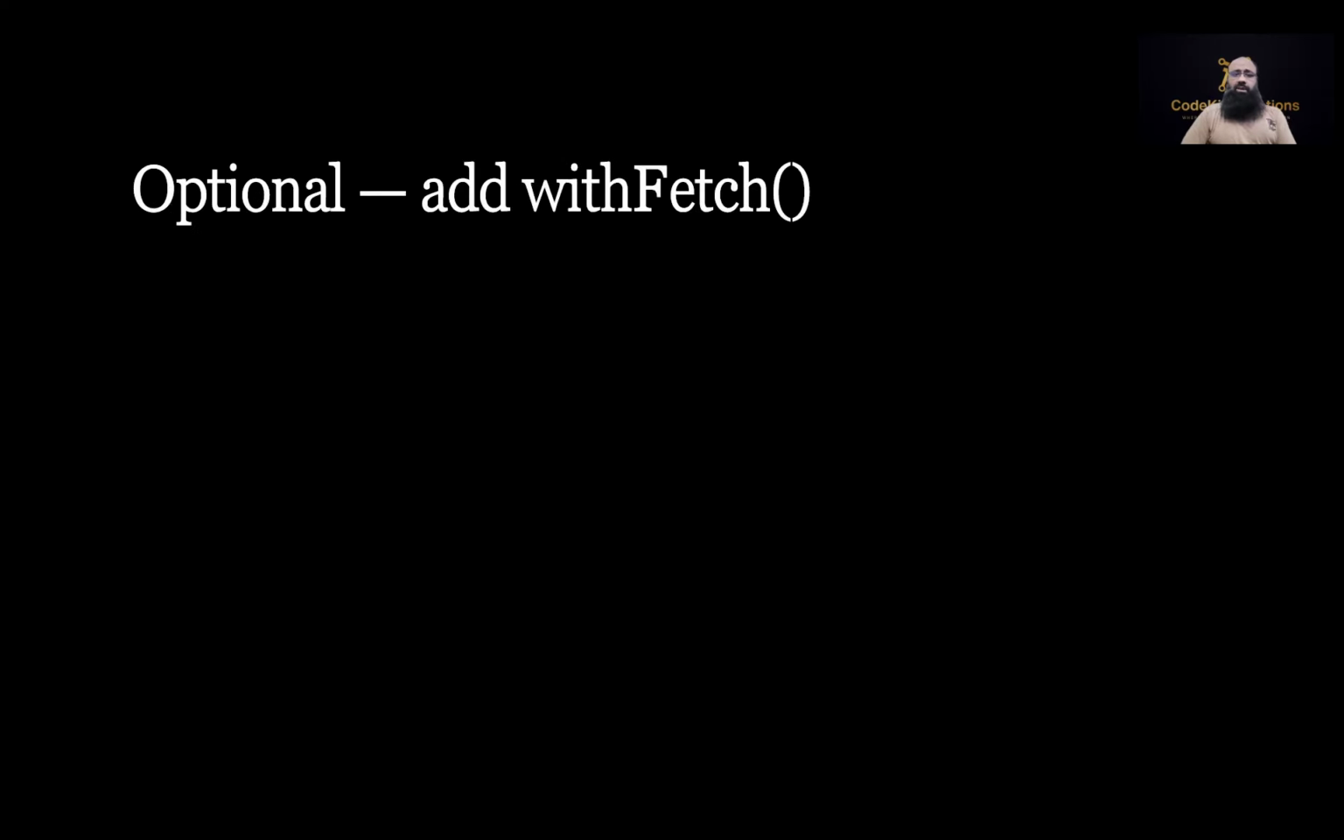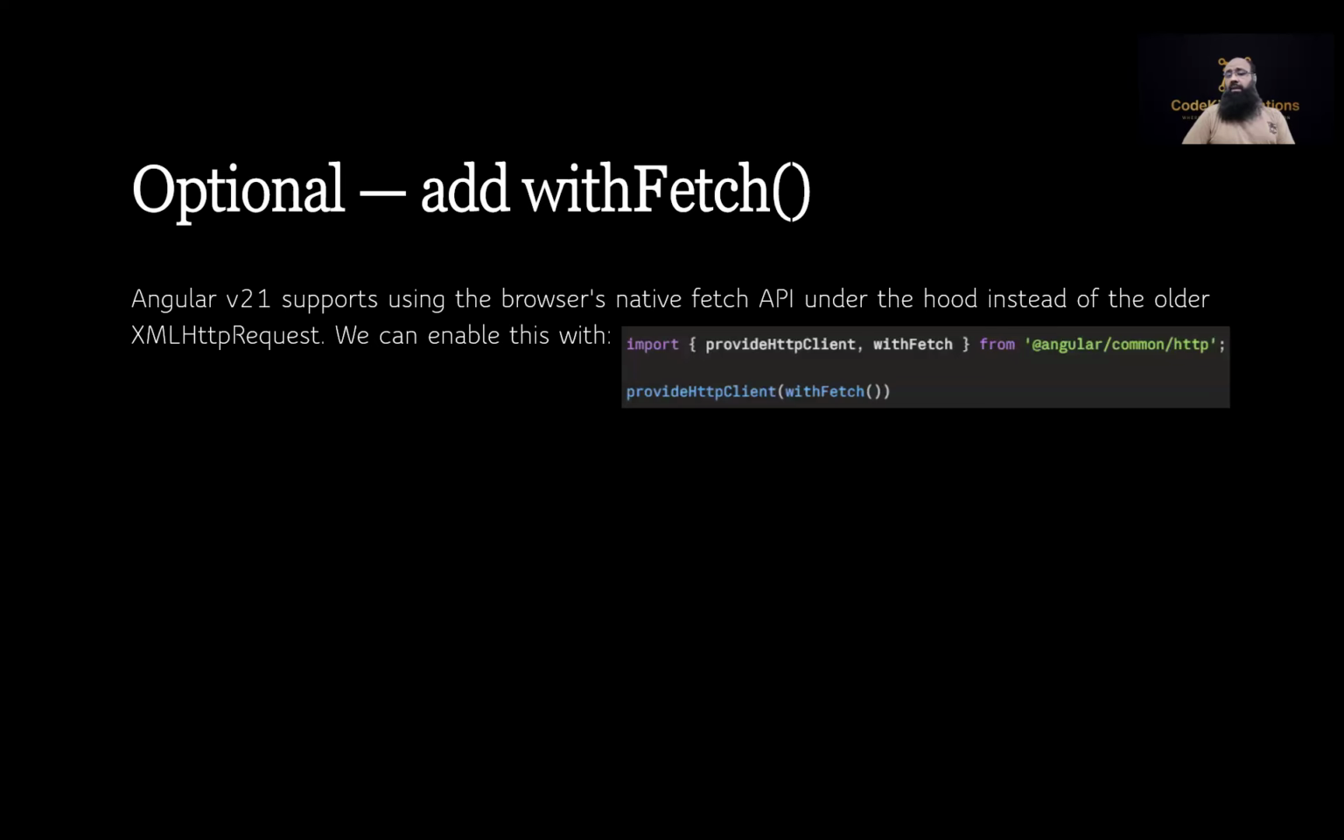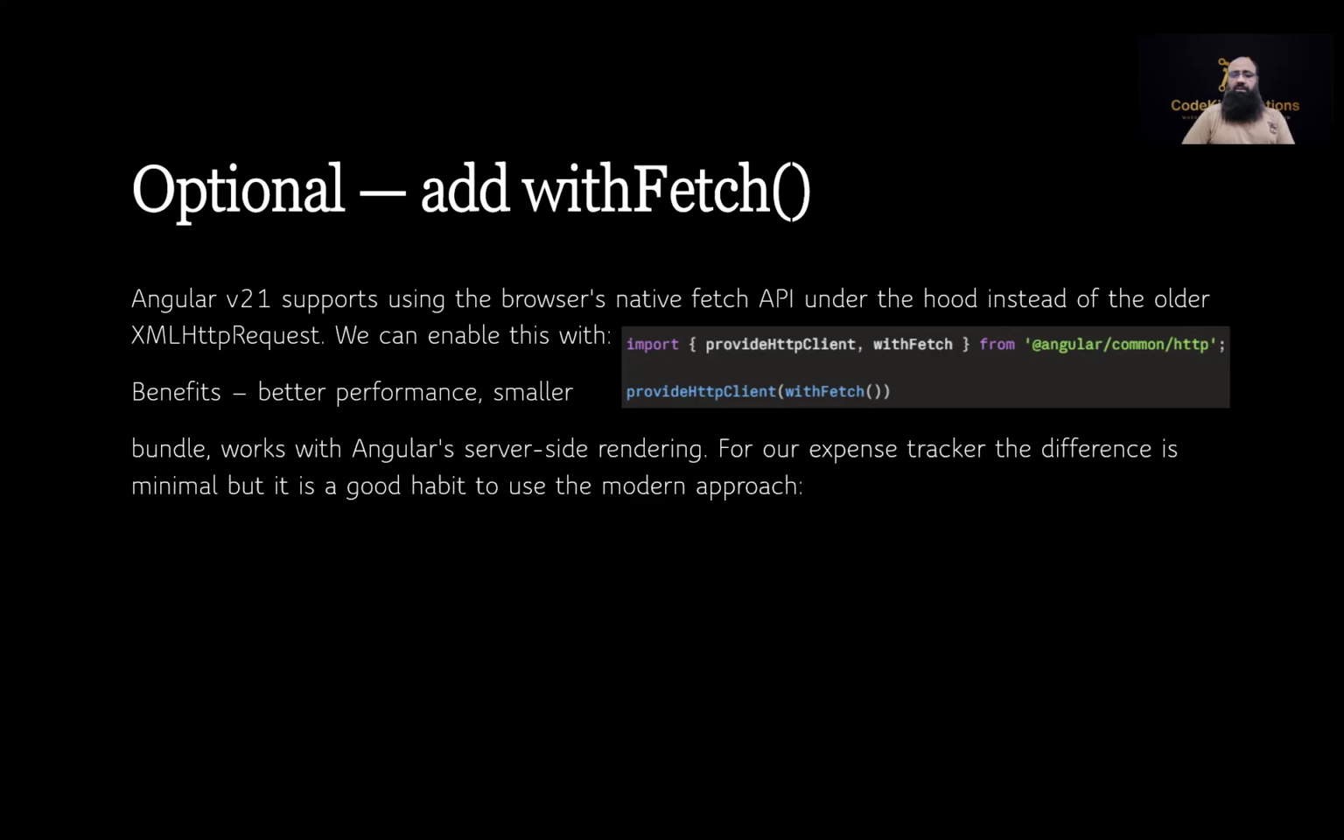Then comes one more thing: we are going to use withFetch. Angular v21 is going to support the browser's native fetch API under the hood. Instead of the older XMLHttpRequest, we can enable this. So using this import along with provideHttpClient, we can use withFetch, and this is going to make the performance better.